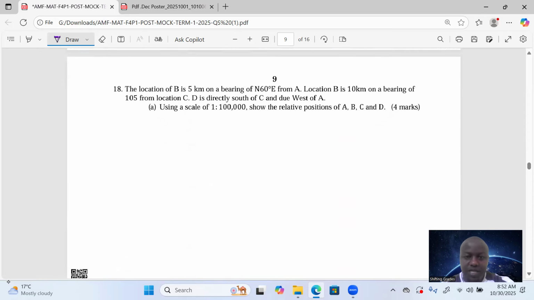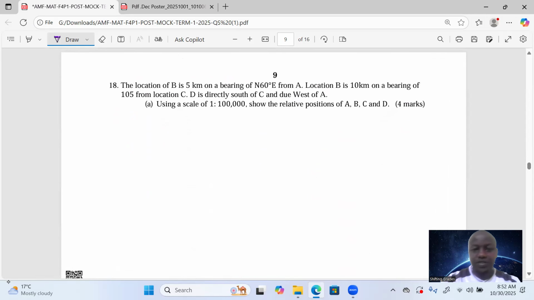18, ladies and gentlemen, this is on constructions and bearings. The location of B is 5 kilometers on a bearing of north 60 degrees towards east. That's a compass bearing from A. Then the location of B, again, we're still describing B, is 10 kilometers on a bearing of 105 from location C. These are locations, eh? D is directly south of C.